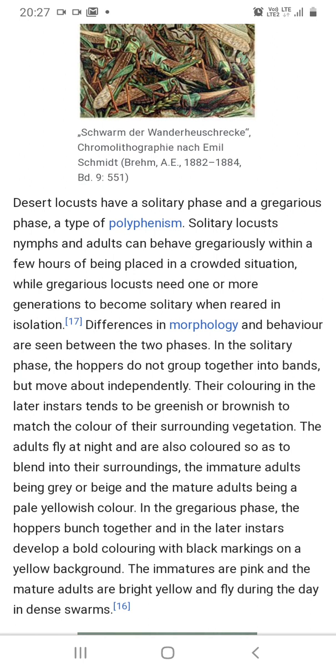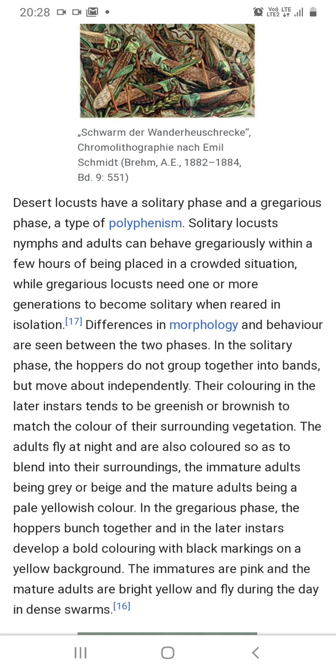In the solitary phase, the hoppers do not group together into bands but move independently. Their coloring in the later instars tends to be greenish or brownish to match the color of their surrounding vegetation. The adults fly at night and are also colored so as to blend into their surroundings, the immature adult being gray or beige, and the mature adult being a pale yellowish color.